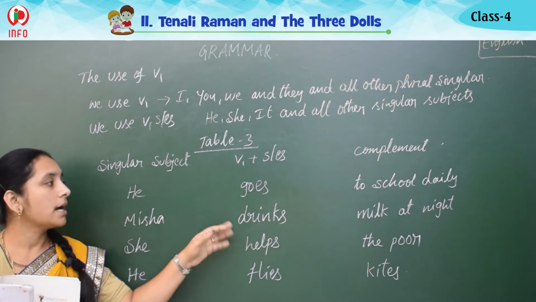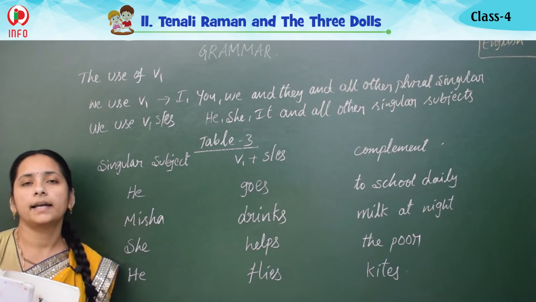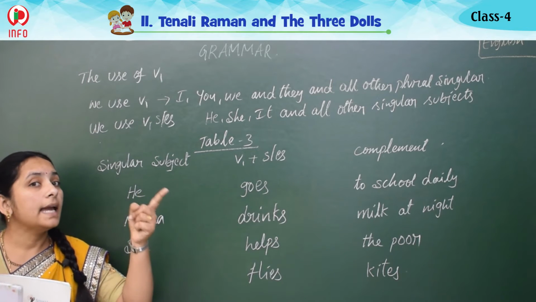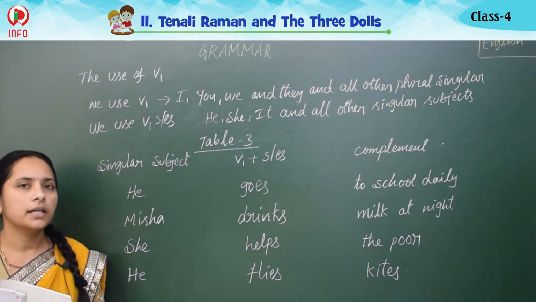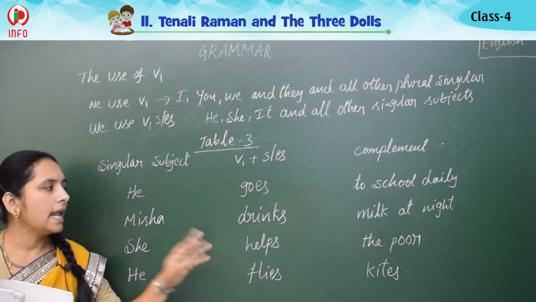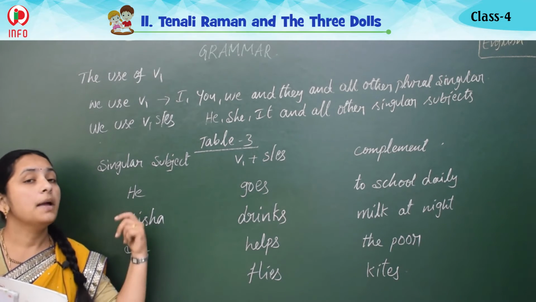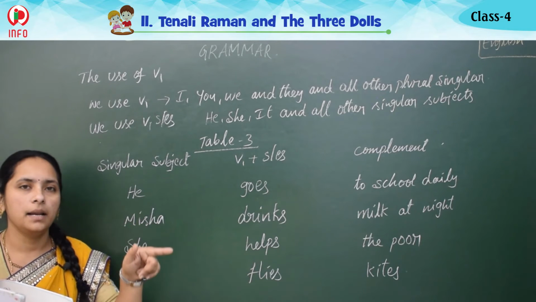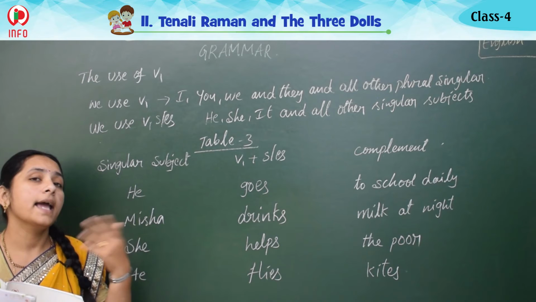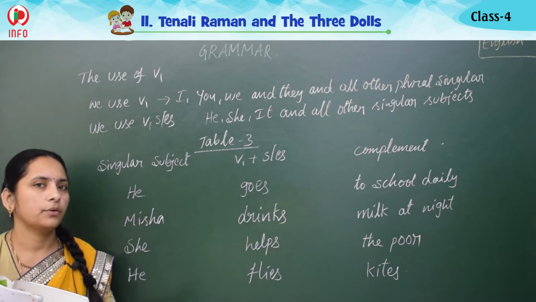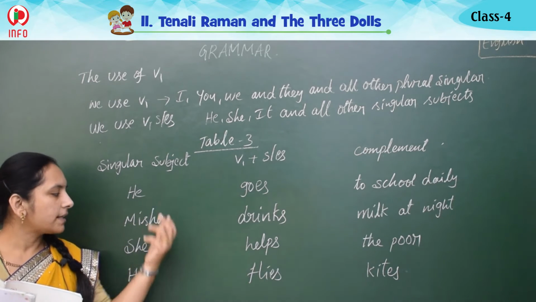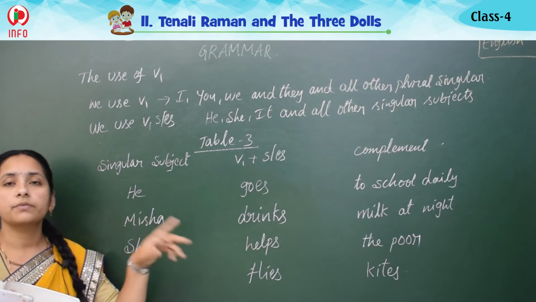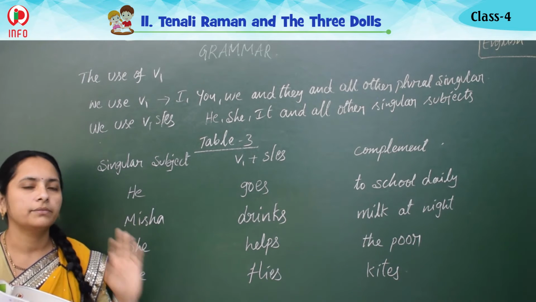And same, Misha drinks milk at night. He drinks milk at night. She drinks milk at night. They drink milk at night. Okay children, same way, she helps the poor. He helps the poor. Misha helps the poor. They help the poor. We help the poor. I help the poor. You help the poor. Okay, understood this, children? So for these subjects we should write the S/ES form of the verb, and for the remaining subjects we should write only the V1 form of the verb.